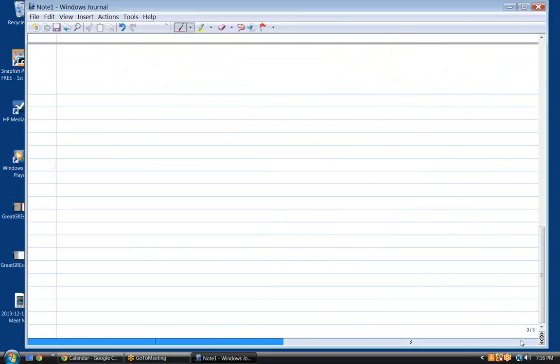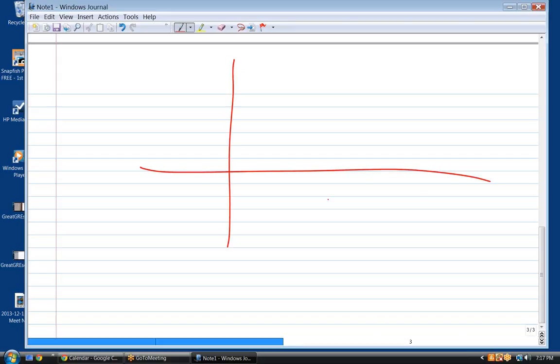So this one says, a rectangle is bounded by the x-axis and the semicircle y equals root 81 minus x squared. And write the area of the rectangle as a function of x and determine the domain of the function.